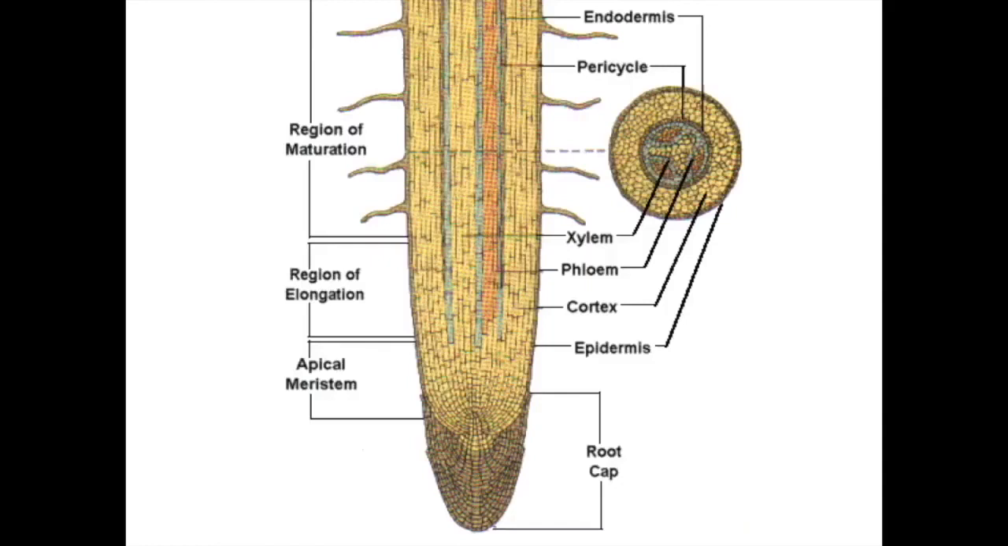And you can actually see the structures here with the xylem on the inside, phloem on the outside. Then you have the cortex and epidermis. Now, for the structure of the root, you have cells that will grow. The region of maturation, this is where the cells are going to be dividing and growing. The region of elongation, there's going to be a stretching of the cells. And then you have the apical meristem and root cap.